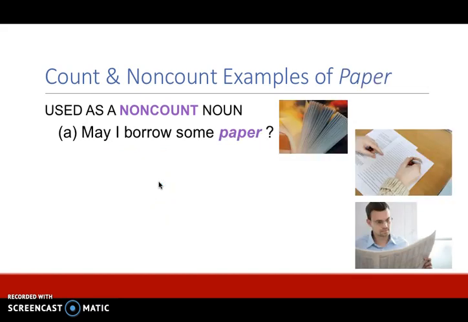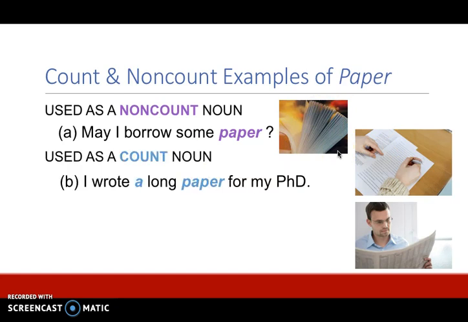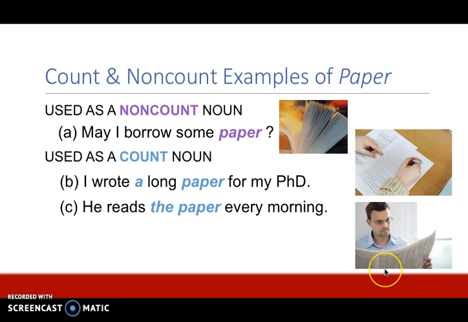Paper. Used as a non-count noun, may I borrow some paper? So this is the idea of the material of paper. Used as a count noun, I wrote a long paper for my PhD. So that is like an assignment or an essay. He reads the paper every morning. This is the newspaper. So that is also considered a count noun. We can count the newspaper. It is an object.